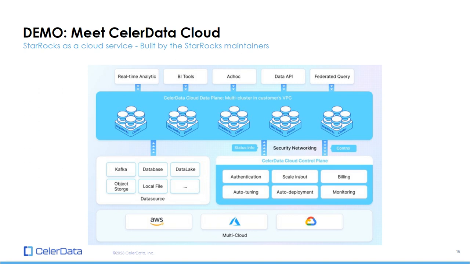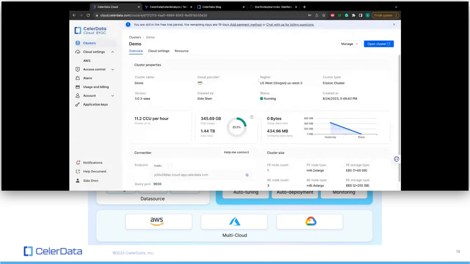And I'll do a little demo here, and I'll showcase what the cloud looks like. And here I want to share my screen. Can you guys see my screen? It should be CelerData Cloud with one Chrome window. Looks good. Okay, good. And yeah, so here is CelerData Cloud BYOC, and that's the name.